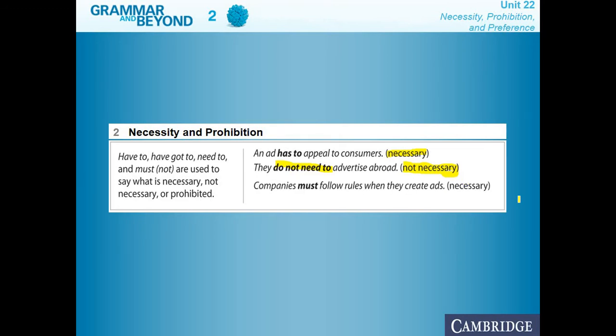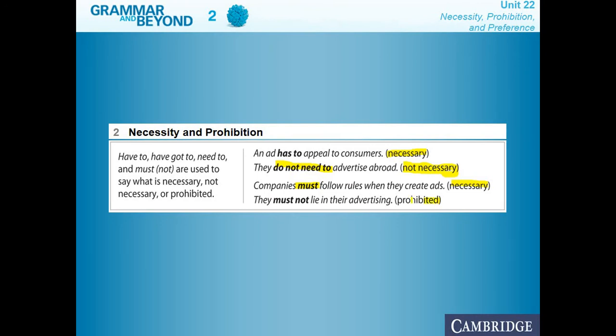Companies must follow the rules when they create ads. This is necessary, but as well is an obligation. It's something that they must follow, because if they don't, they will get into trouble. Like for example, if we are in the class, that hopefully we will be in the classroom soon, you can say you must not speak in Spanish, or you must speak in English. An obligation, a necessity.